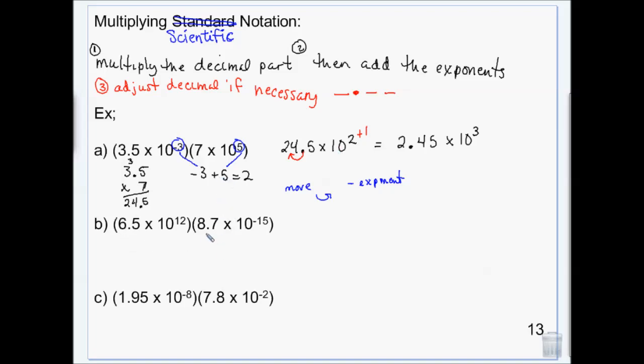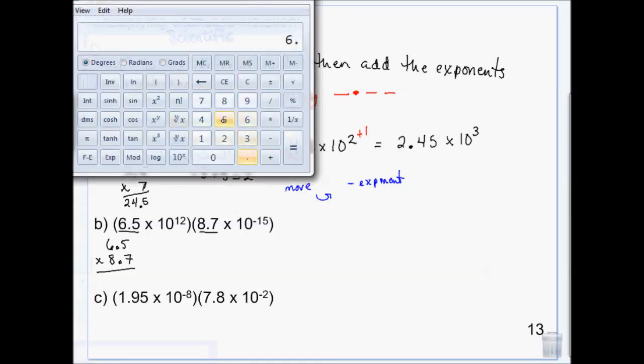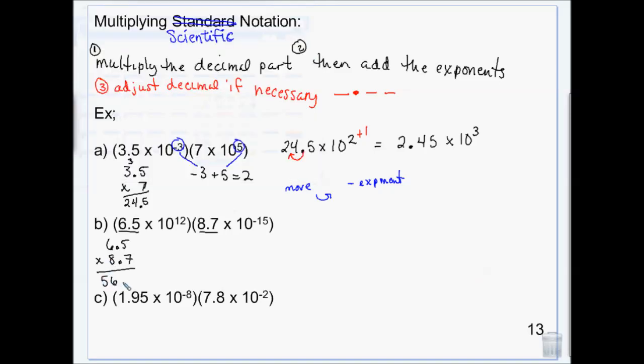On this next example, we're going to multiply 6.5 times 8.7. I don't feel like doing it, so I'm going to cheat. Mostly I just really didn't have room. And then my exponents are 12 plus negative 15, so that's negative 3. And so I have 56.55 times 10 to the negative 3.